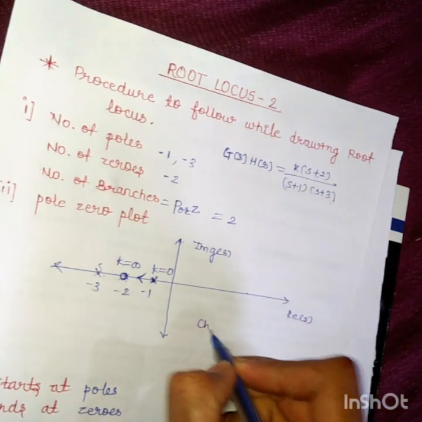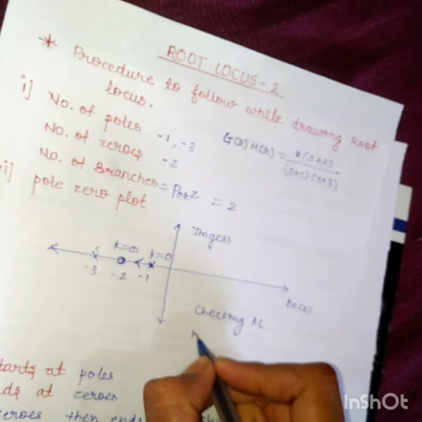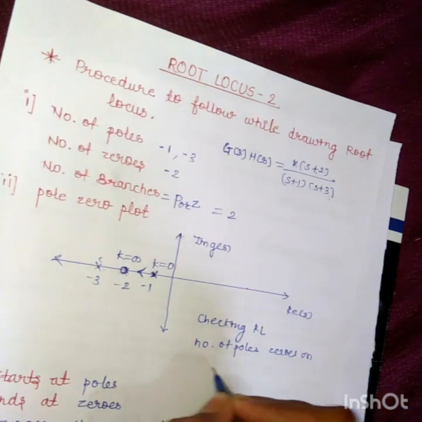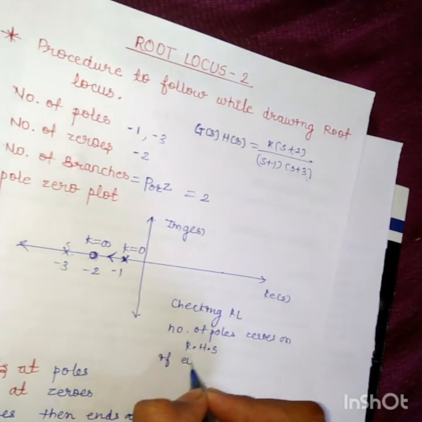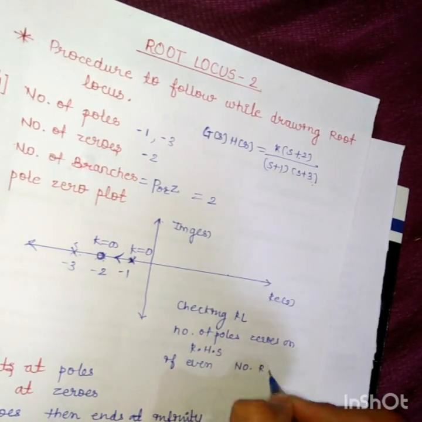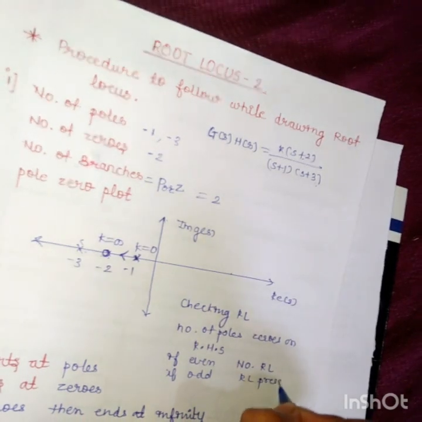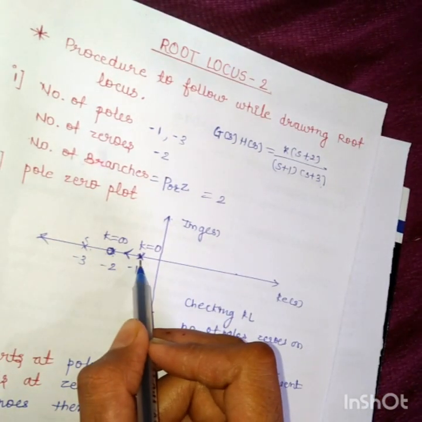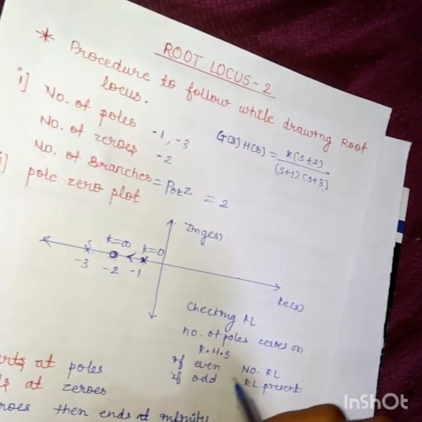For checking the root locus, what we have to check is the number of poles plus zeros on the right hand side. If even, no root locus. If odd, root locus present. So here at pole equals minus 1, on the right hand side there are no poles, so poles plus zeros is 0, an even number, therefore no root locus.